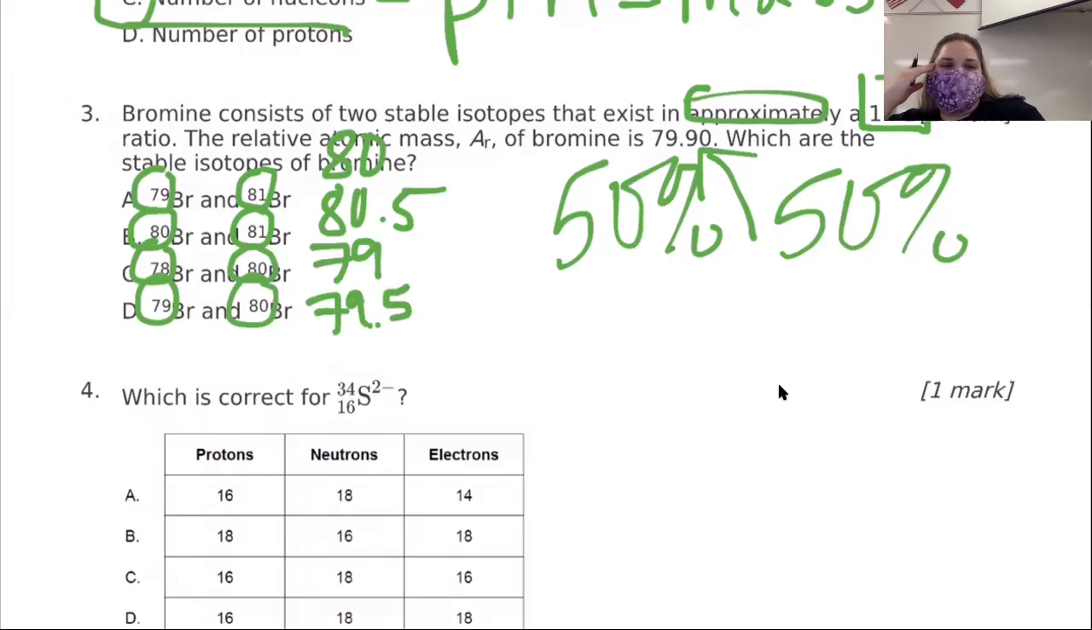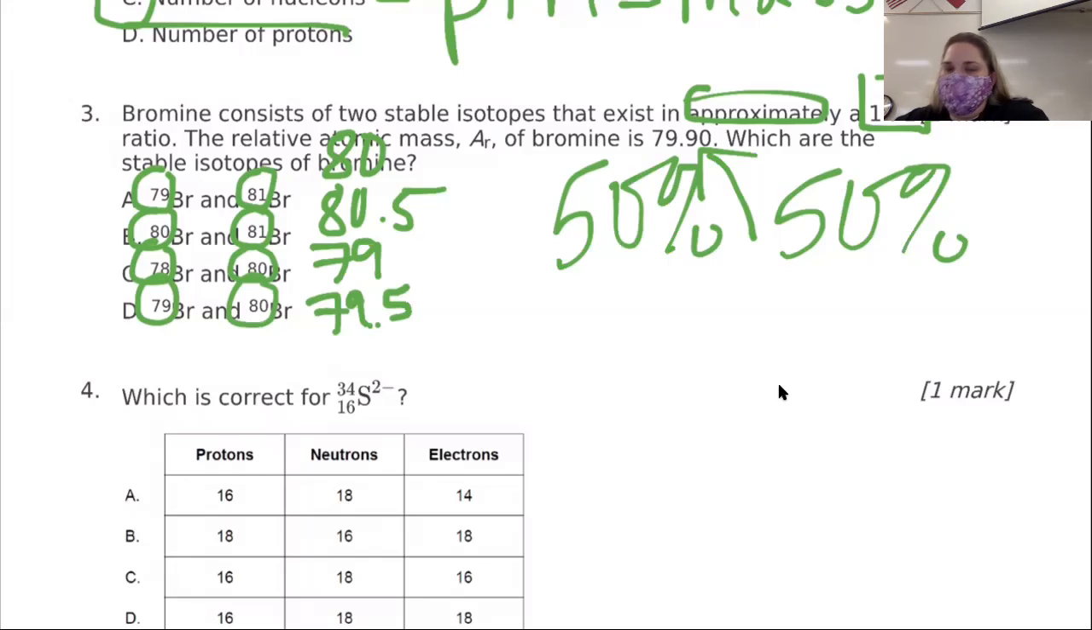So on number 3, that one would, again, be A, because when I do the average, since they are 50-50, that is where I can just add and divide by 2. So the average would be halfway in between my 2 answers. And so then doing that for all 4 of them, the closest one to the answer in the problem, the 79.9, is the 80 on the letter A.